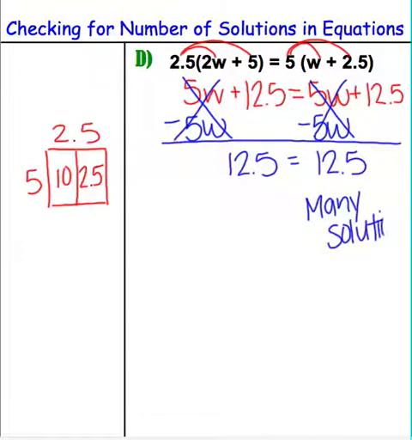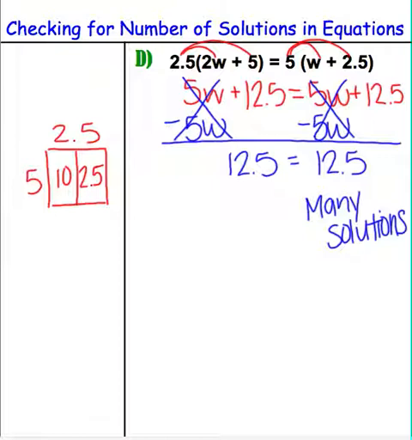Now, one thing that you should have noticed is that once we did our distributive property, we ended up with 5w plus 12.5 on both the left and the right. If you notice that and would like to jump right to the fact that there are many solutions, I am okay with that. Now, one thing some of you might be wondering is, we've seen a couple examples that have many solutions and a couple that have no solutions. What about if they have one solution?